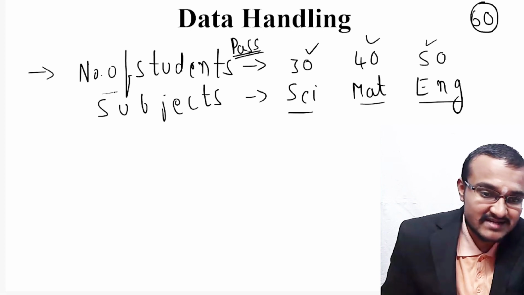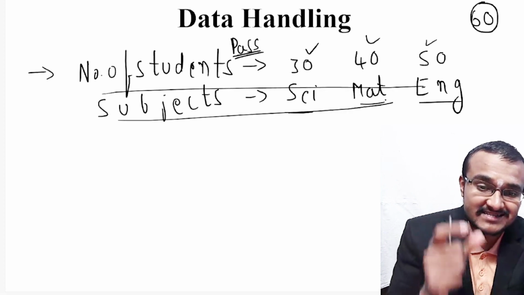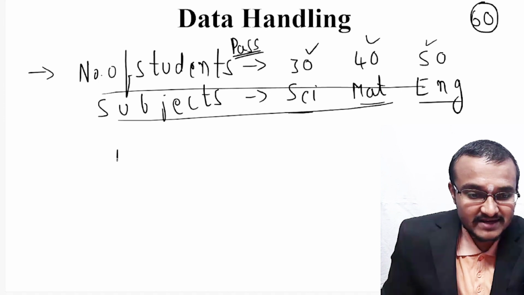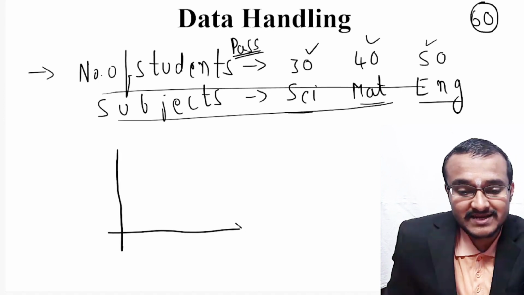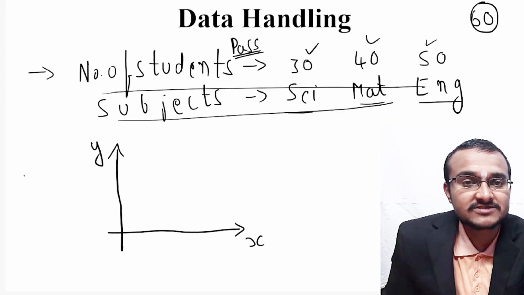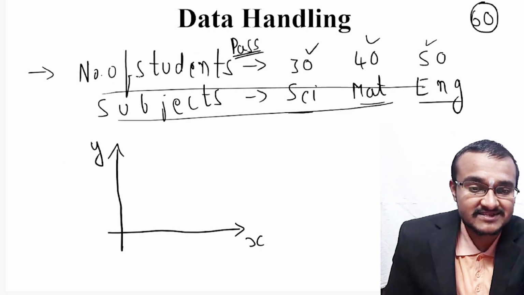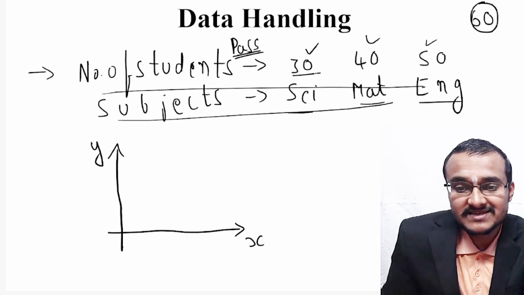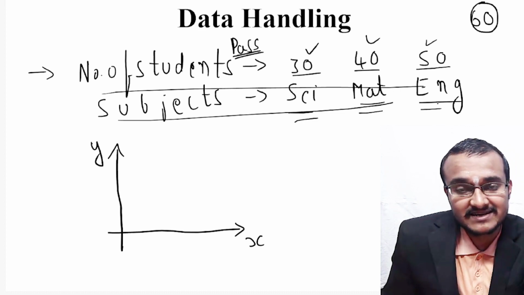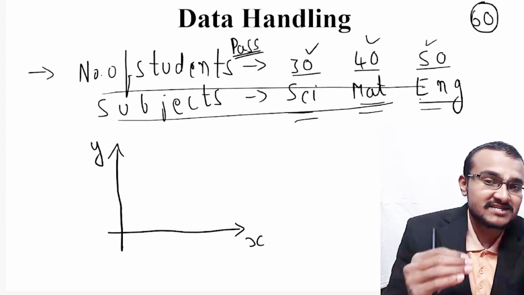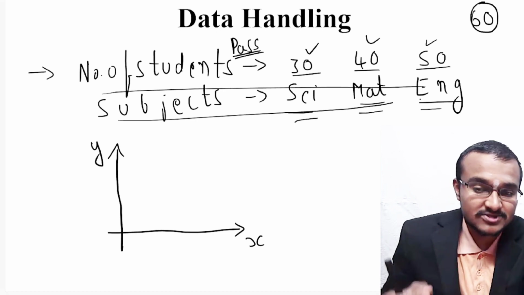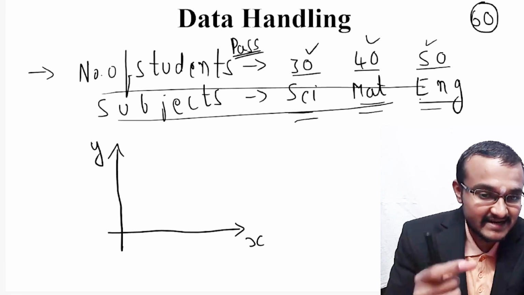So here, just by looking at this raw data, understanding this information in a graphical representation will be very easy. For example, in a graph, we will always have 2 lines. One is a horizontal line and one is a vertical line. The horizontal line is known as the x-axis and the vertical line is known as the y-axis. So you have 2 pieces of information in this data. The subjects are one data set, and the number of students who passed in that subject is another data set. So now you can easily express this data in a graph.